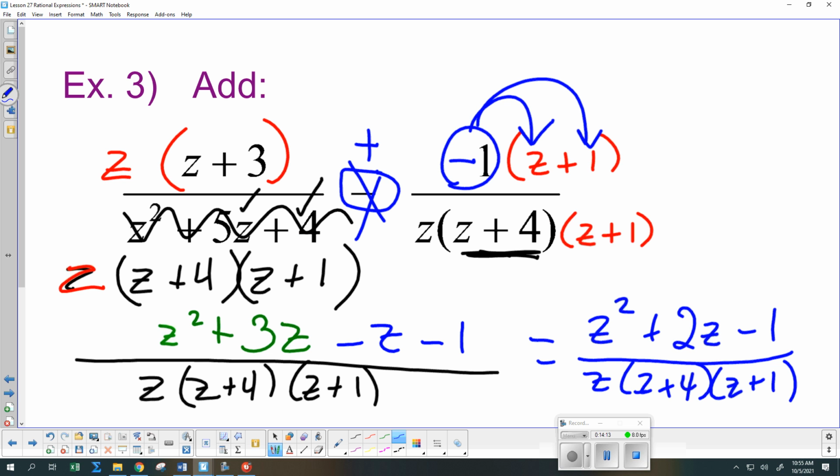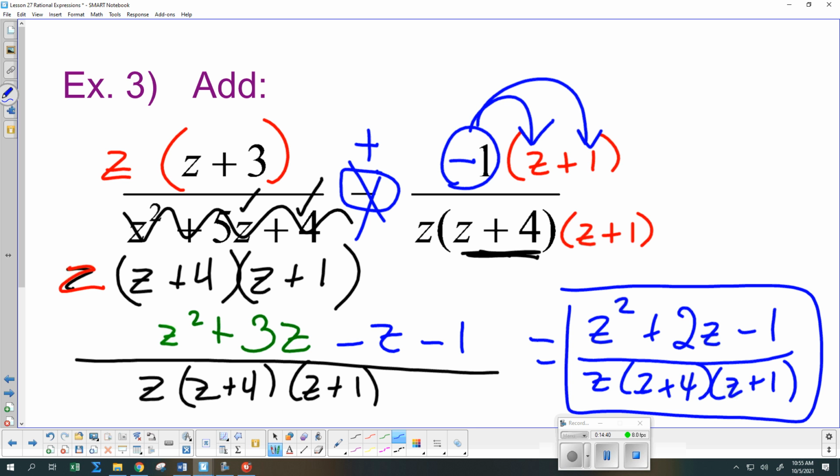And then we need to look at that numerator. Can we factor it? Are there two numbers that multiply to be -1 and add to be +2? Anything I can think of to multiply and get -1 is plus and minus 1. And those don't add to be +2, so we can't factor the numerator, so we are finished. Questions from anybody?